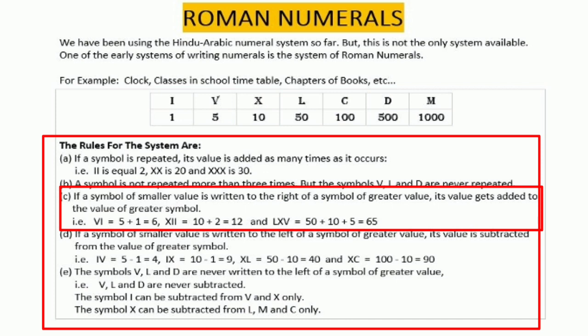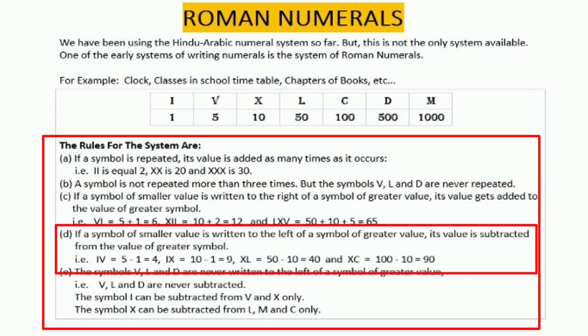Then come to the next example, that is XII. We know X is 10, I is 1, 10 is bigger than 1. So we have to add 2 to 10. 10 plus 2, that is 12, which means XII is equal to 12.